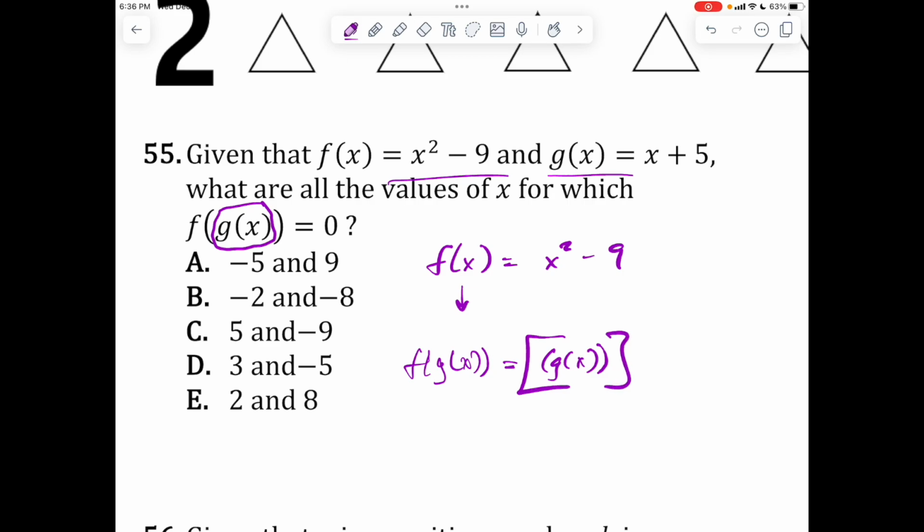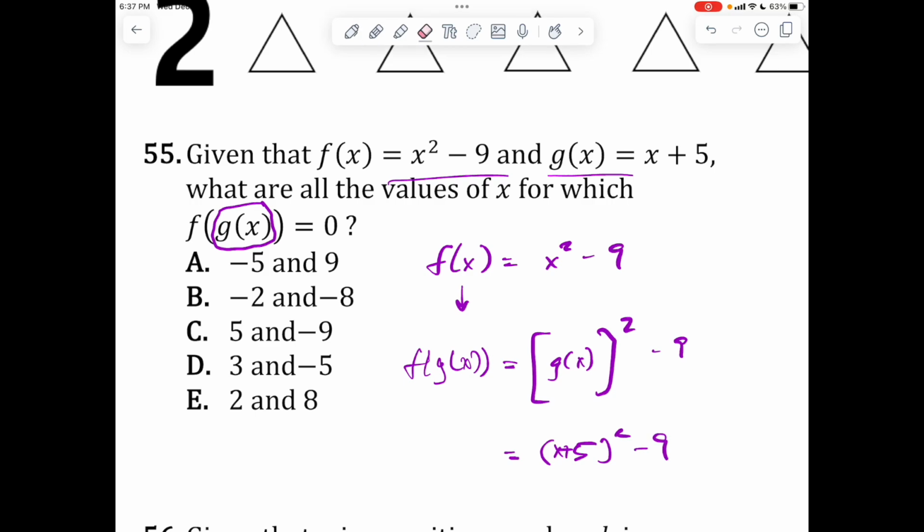So g of x is going to be squared minus 9. And what is g of x? It's actually this right here. So I can just plug in: x plus 5 squared minus 9. Now I can solve this, because it's asking us to make this equal to 0. We want to find where f of g of x is equal to 0.